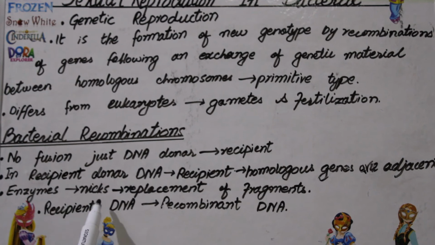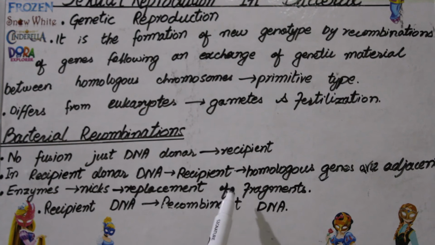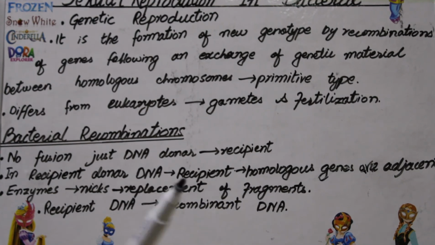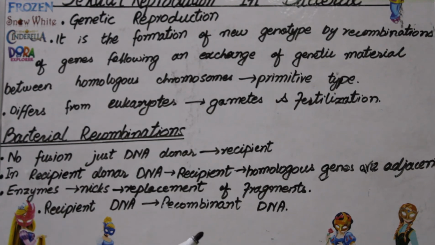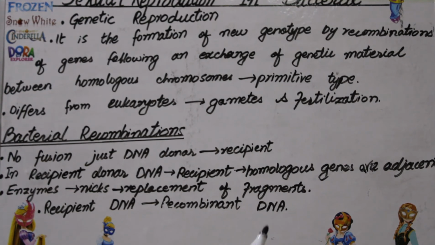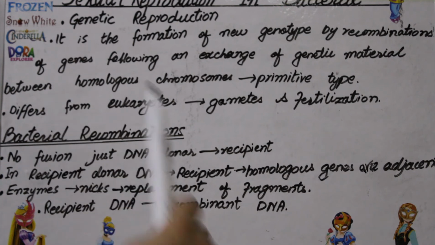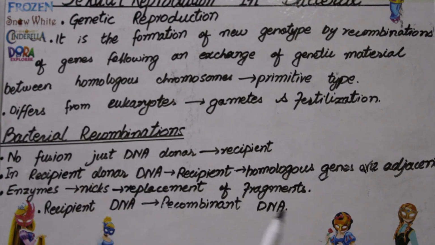Enzymes cut out the fragments and produce the nicks, and in these nicks the fragments are replaced from the donor DNA to the recipient DNA. The fragment of the recipient DNA gets replaced with the fragment of the donor DNA. The portion of the donor DNA gets integrated into the recipient DNA, and the part of the recipient DNA is replaced with the donor DNA, and in this way the chromosome or the DNA now becomes recombinant.